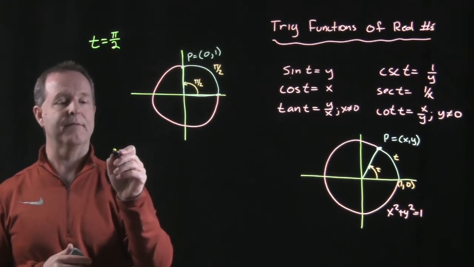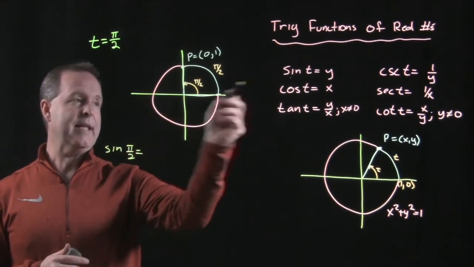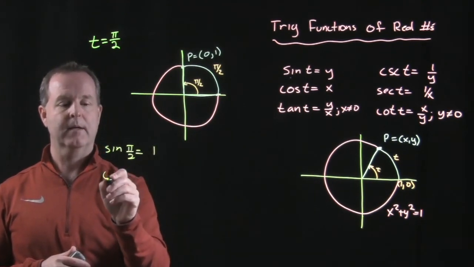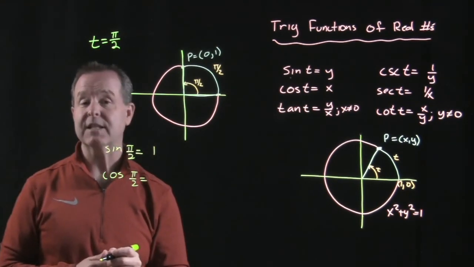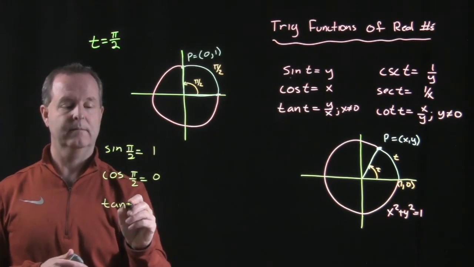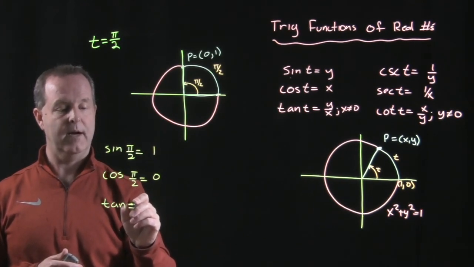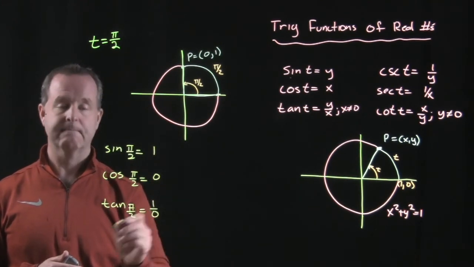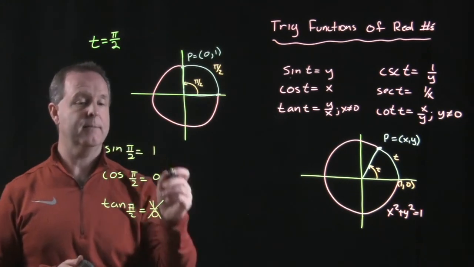So what's the sine of pi halves? That equals my y value. My y value is a 1. The cosine of pi halves equals my x value at that point, which is 0. The tangent equals the ratio of my y over my x. The tangent of pi halves equals 1 over 0. Undefined at that particular point. So the tangent of pi halves is undefined.